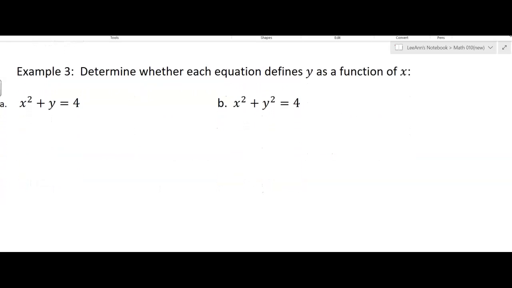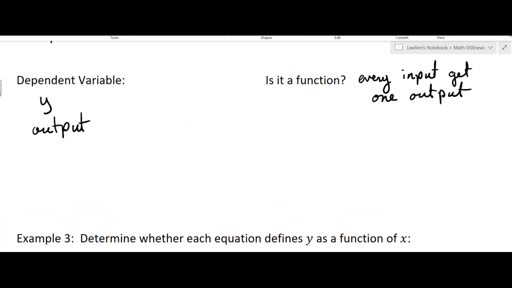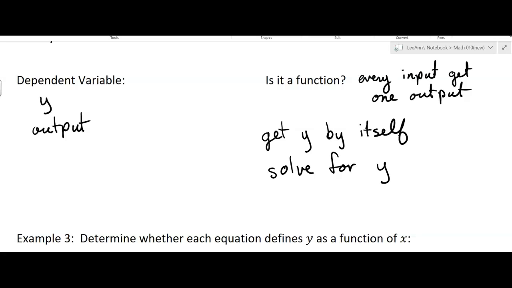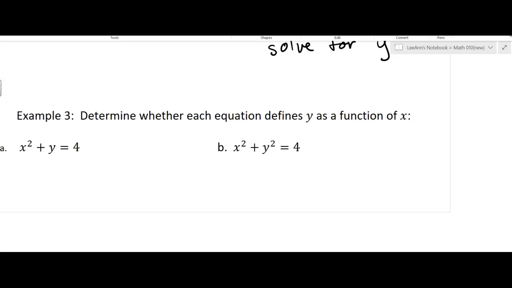So how do you determine if something, let me back up. How do you determine if something is a function? Get y by itself. So solve for y. Solve for y. And then you'll know. If you only get one output, then you'll know it's a function. If you get 2 outputs, well, then it's not a function. Okay. So here we go. We'll see an example.